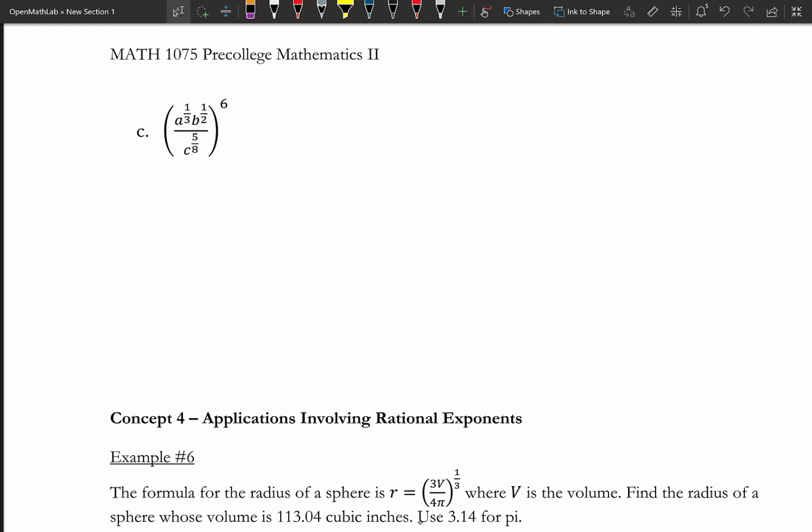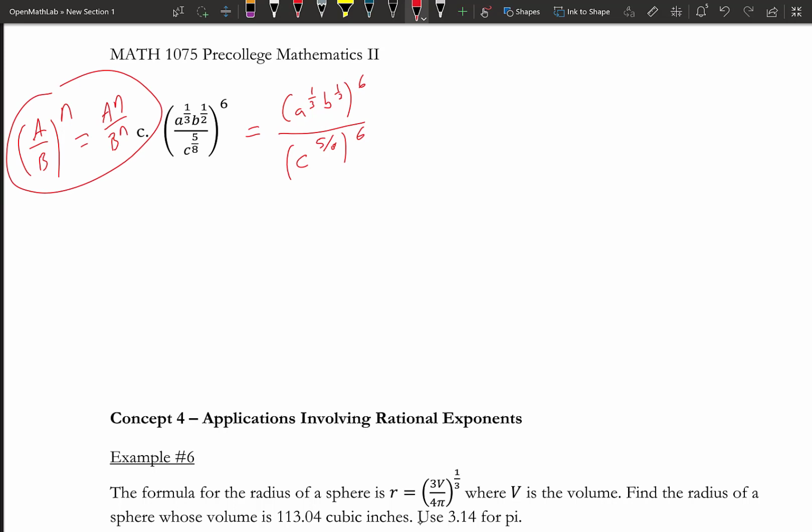So the next one's maybe a little crazier. Big picture, we have a fraction raised to the 6th power. So the very first thing I would tackle is putting the numerator to the 6th power, divided by c to the 5/8, the denominator, raised to the 6th power. I'm thinking of this as a big fraction raised to the power of n, so a to the n over b to the n. I'm thinking about this rule.